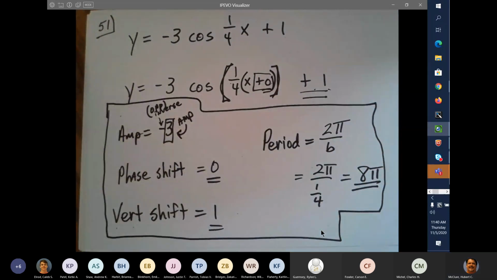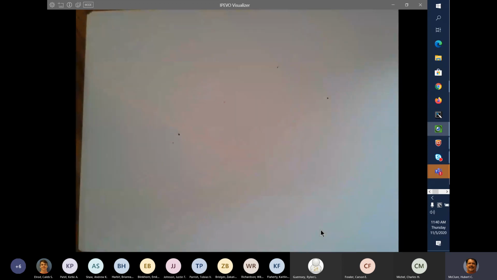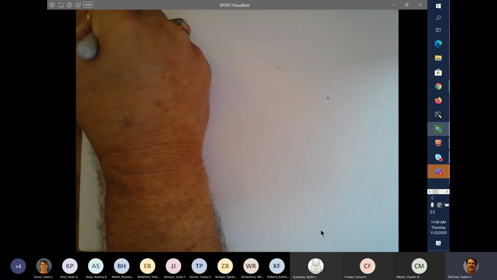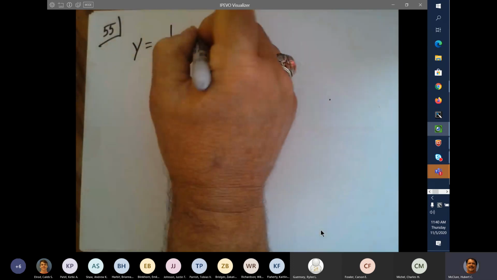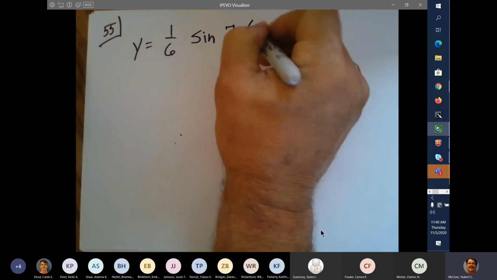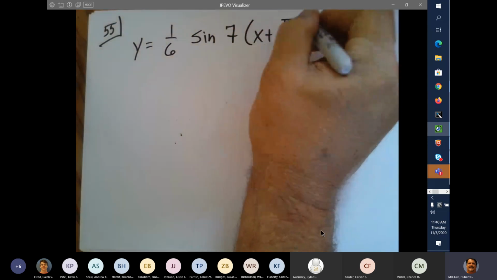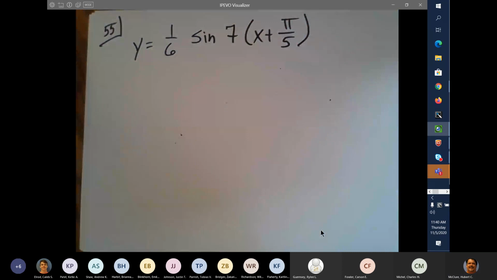One more. It looks like this one. Y is equal to 1/6 sine of 7 times (x plus pi over 5). Now again, this one is pretty straightforward. Amplitude is equal to 1. Why do I have 1?